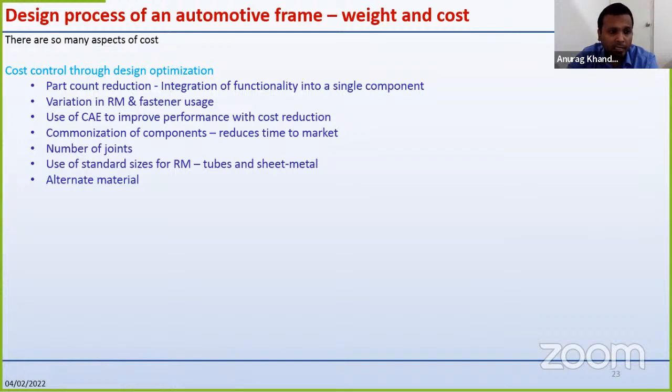Then the number of joints has an impact on the cost. Every joint can be considered a serviceable point, and every joint is a possible failure point. So that also can be minimized.